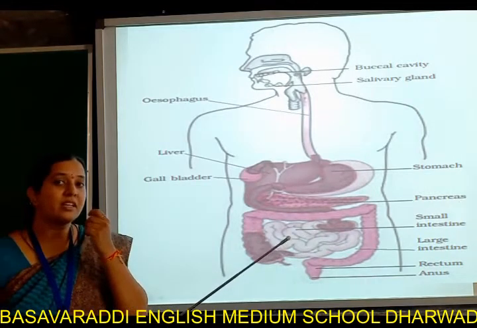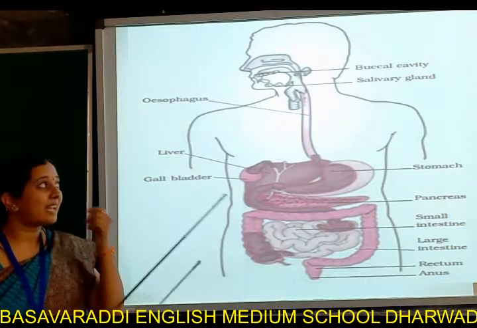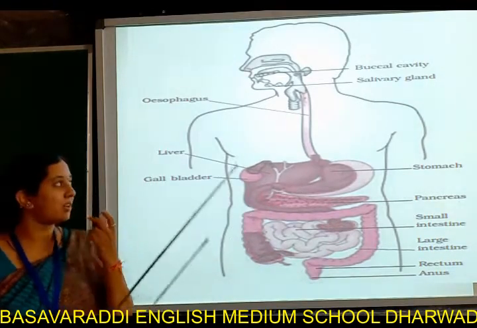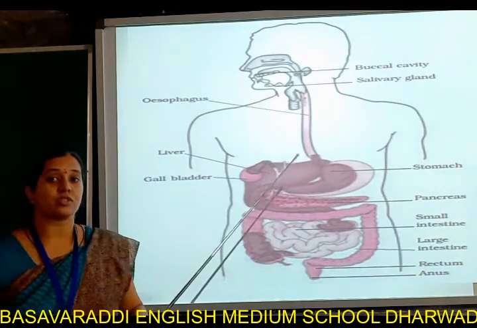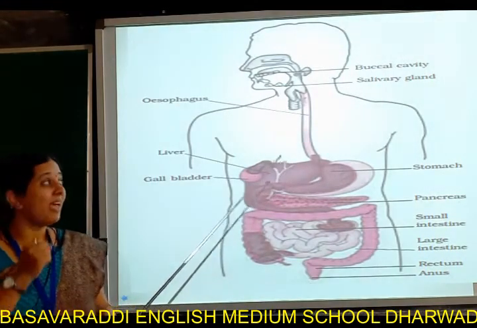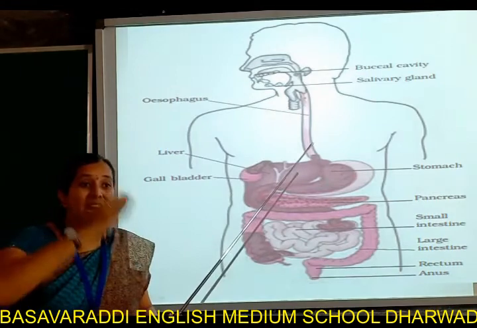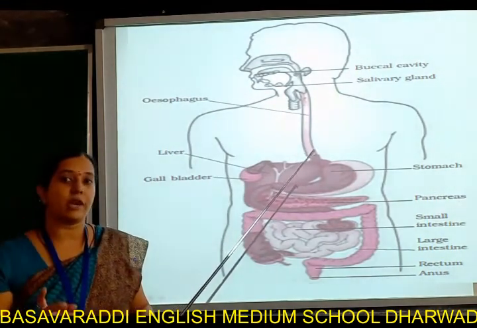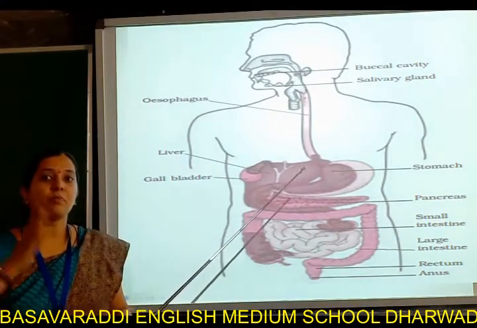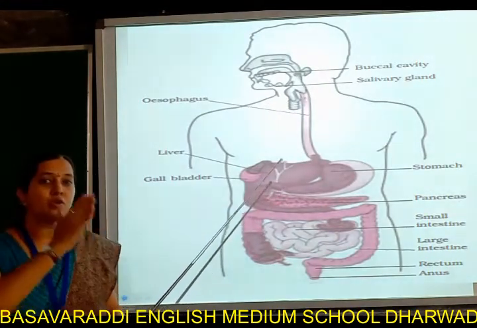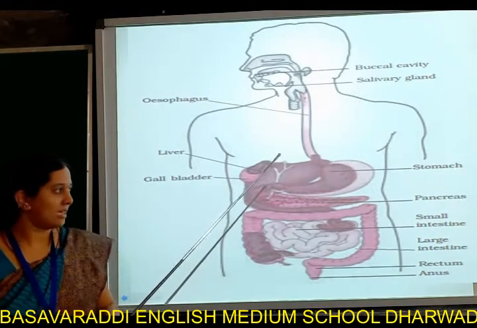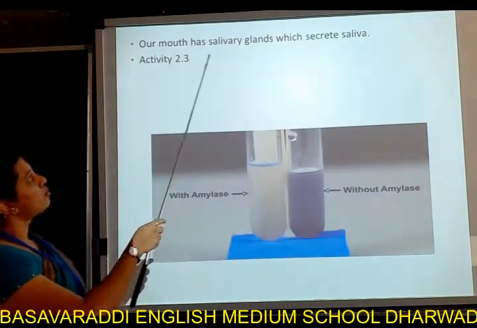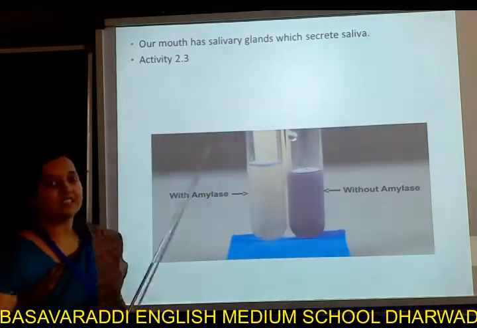This particular saliva has a kind of enzyme in it. We can say it is one of your digestive juices. It has that enzyme that helps in breakdown of some of your components, such as the complex carbohydrate starch. So it helps to break down the starch into simpler components. So our mouth has salivary glands which secrete saliva.